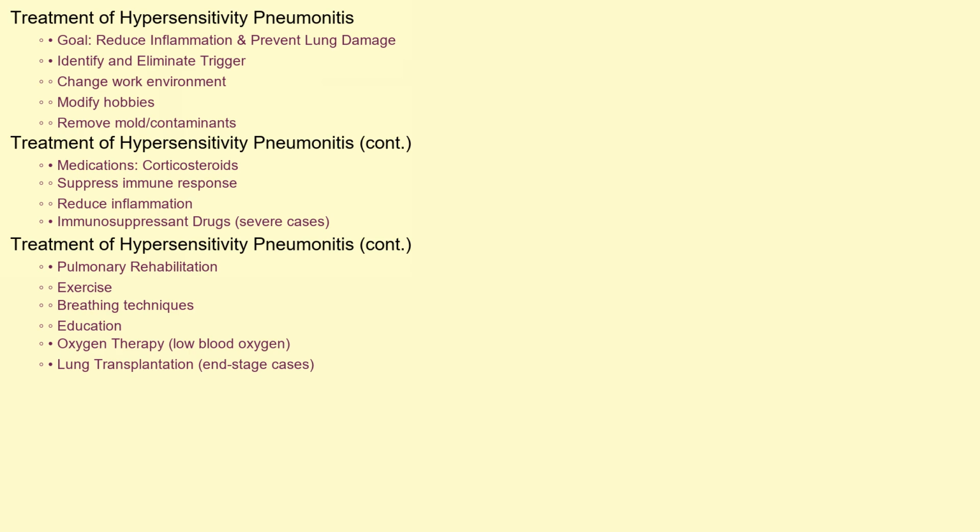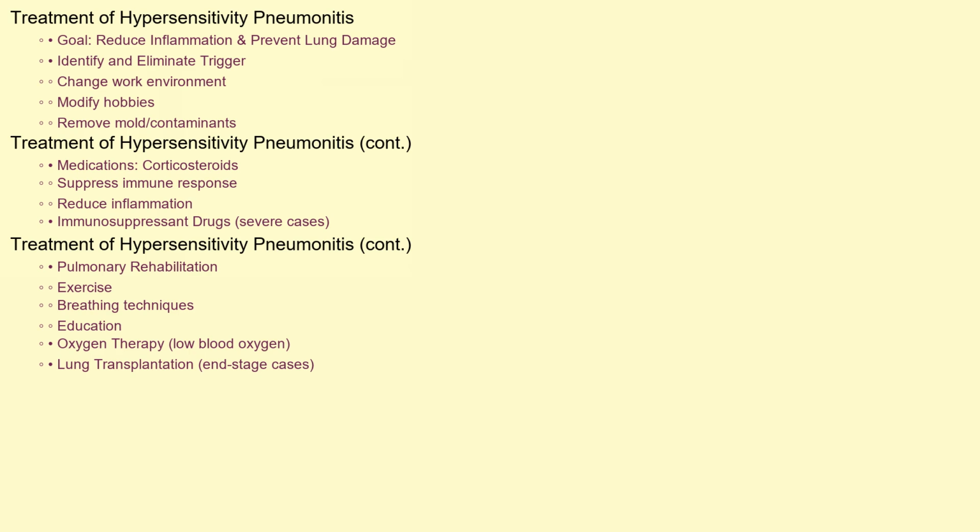The primary goal of treatment for hypersensitivity pneumonitis is to reduce inflammation and prevent further lung damage. The most important step is to identify and eliminate the trigger. This may involve changing your work environment, modifying your hobbies, or removing sources of mold or other contaminants from your home. In addition to trigger avoidance, medications, such as corticosteroids, are often prescribed to suppress the immune response and reduce inflammation. In severe cases, immunosuppressant drugs may be necessary.